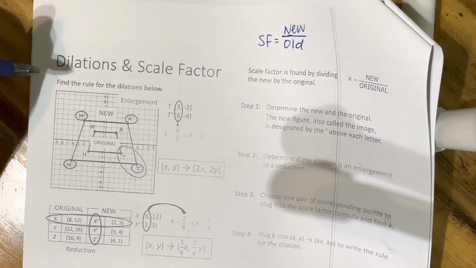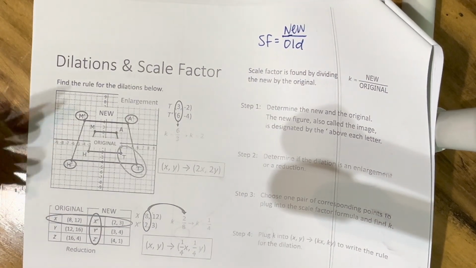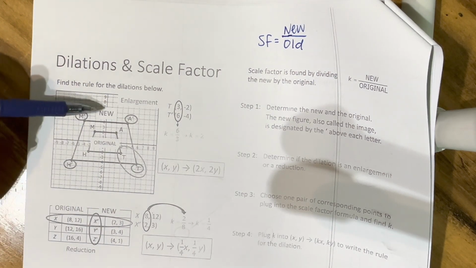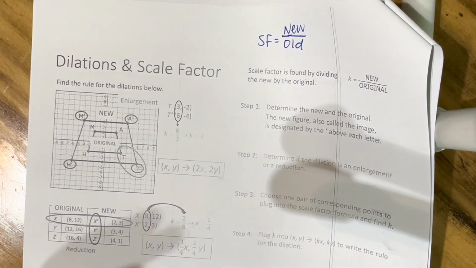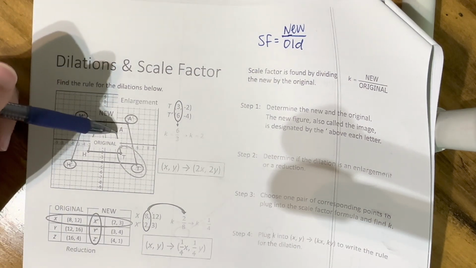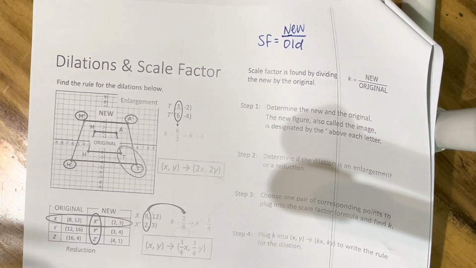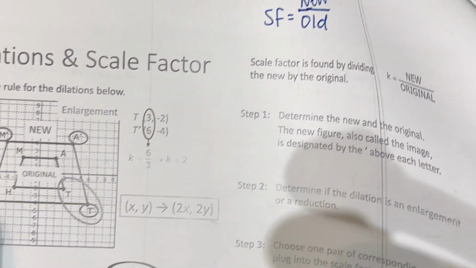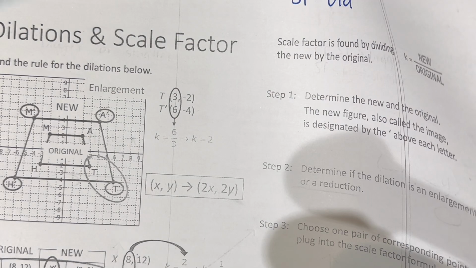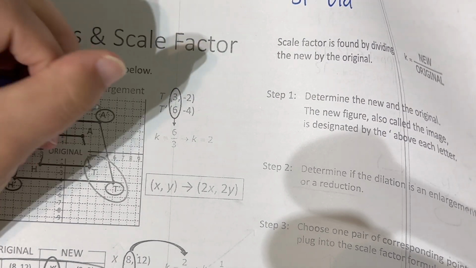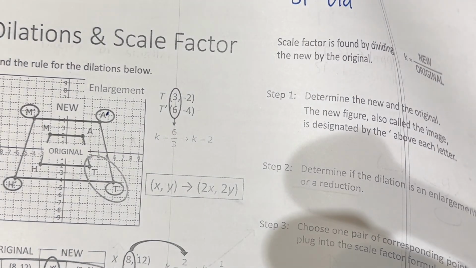Okay, so finding the rule for the dilations below. So I'm looking at two shapes here. It tells me in this picture which one's new and which one's old. Let's say I don't know that. They don't have that written for me. I can look at the letters for the points and determine which one is new and which one is old. If we look here, I can see that this point is A and this point is A prime. This right here, since it has the prime mark, that tells me that it's new.